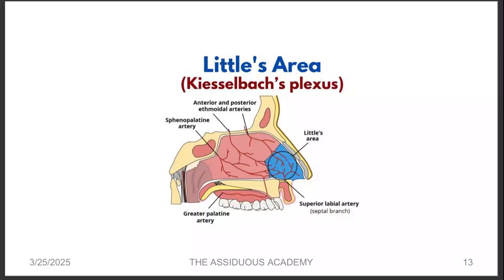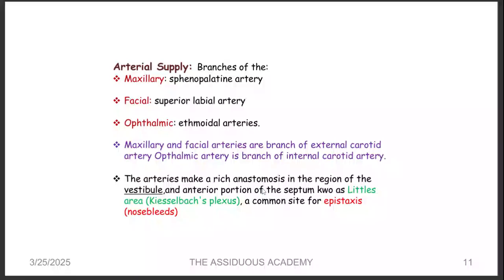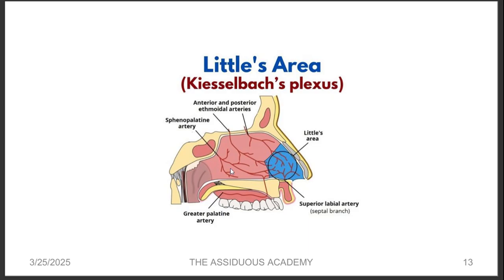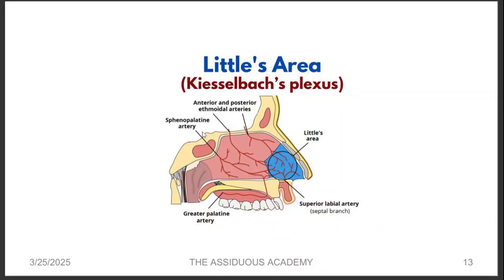But the major ones that we mentioned, you have got the superior labial artery, or the septal branch, coming from the facial artery. And then you have got the greater palatine artery. Okay, so here we just didn't include the lesser palatine. The lesser palatine is not going to the nasal cavity. You can see it's turning back like this. So greater palatine coming from where? From the maxillary artery. And then you have got the sphenopalatine artery. Where is it coming from? The sphenopalatine also from the maxillary. Anterior ethmoidal and posterior ethmoidal.